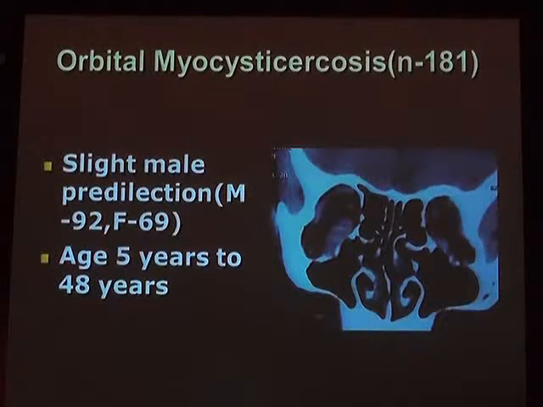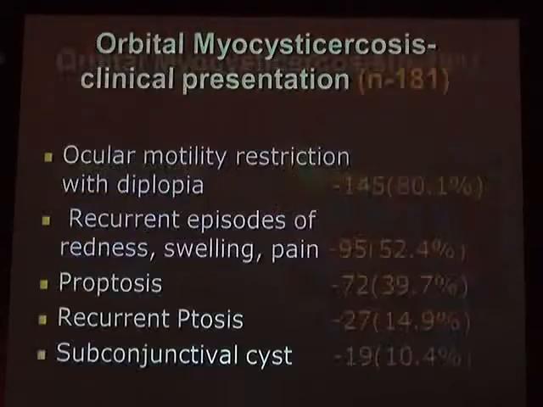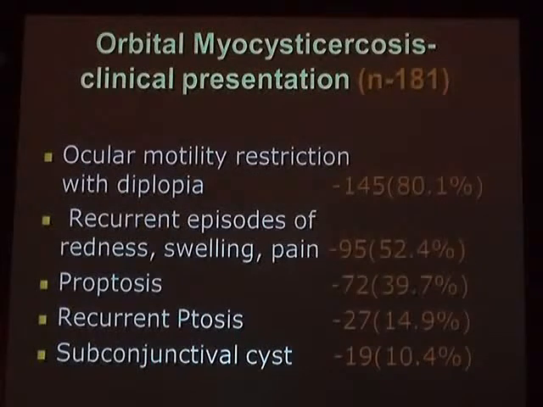In the series of 181 cases that we have seen, there is a slight male predilection and an age group varying from children to late adulthood. Ocular motility restriction is the commonest presentation. Proptosis is a common manifestation.